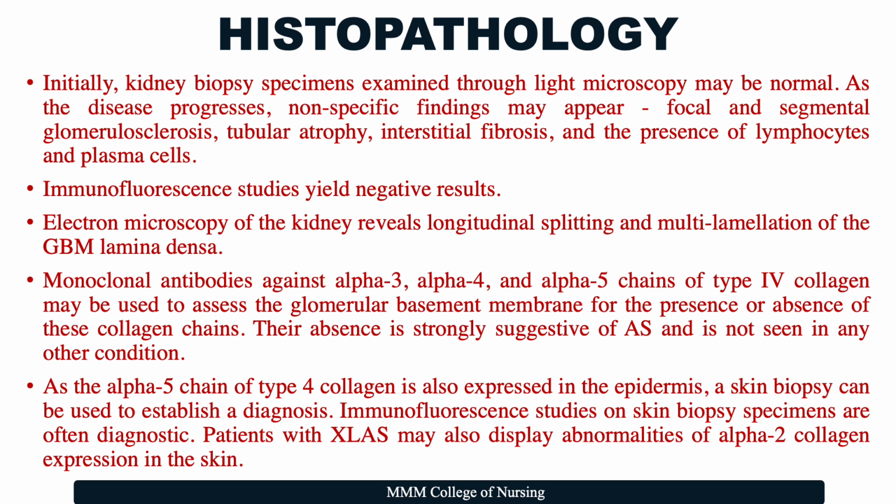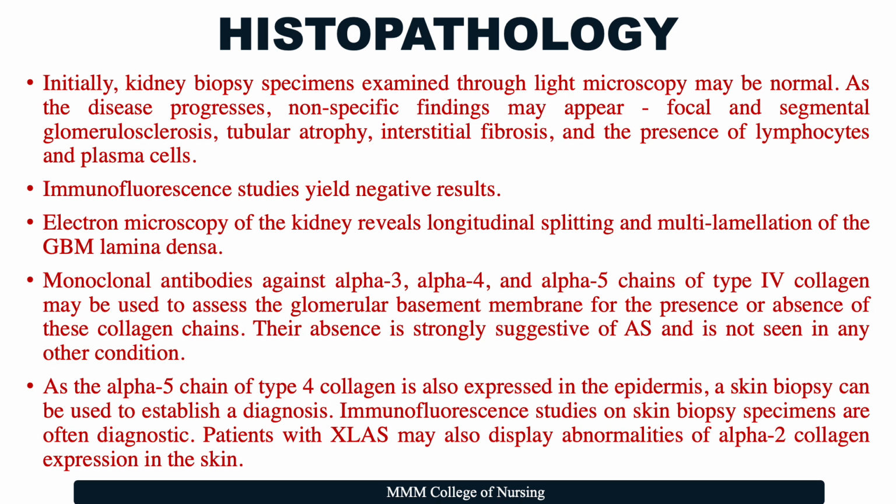Now let's look at the histopathology of Alport syndrome. Initially, kidney biopsy specimens examined through light microscopy may be normal. As the disease progresses, non-specific findings may appear: focal and segmental glomerulosclerosis, tubular atrophy, interstitial fibrosis, and the presence of lymphocytes and plasma cells. Immunofluorescence studies yield negative results.